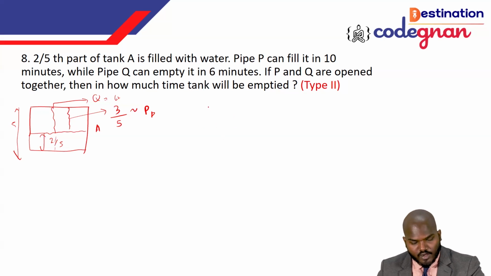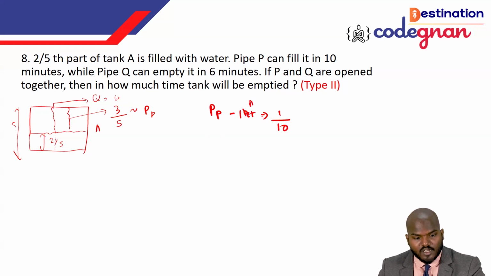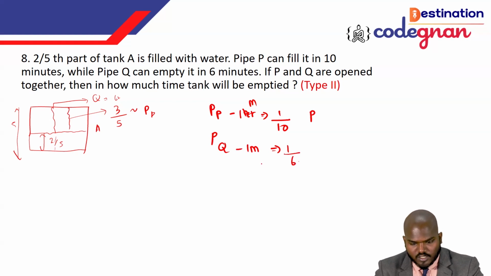Before that, we just want to do one thing. The pipe P finishes the work in 10 minutes, so we can write it as 1 by 10 part. In 1 minute, pipe P does 1 by 10 of the work, and pipe Q in 1 minute, how much work has it done? It will do 1 by 6 of the work.